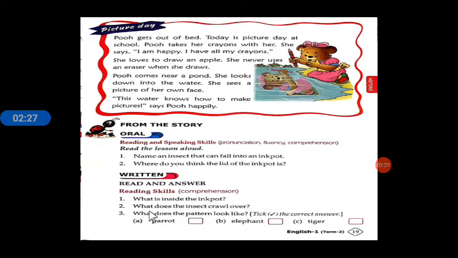Then third one: what does the pattern look like? After the ant crawled over the white paper, it made one pattern. So what does the pattern look like? A, parrot. B, elephant. C, tiger. Which option is correct, my dear students? Option B, the elephant, is the right answer. The pattern looks like an elephant. So this is the answer.